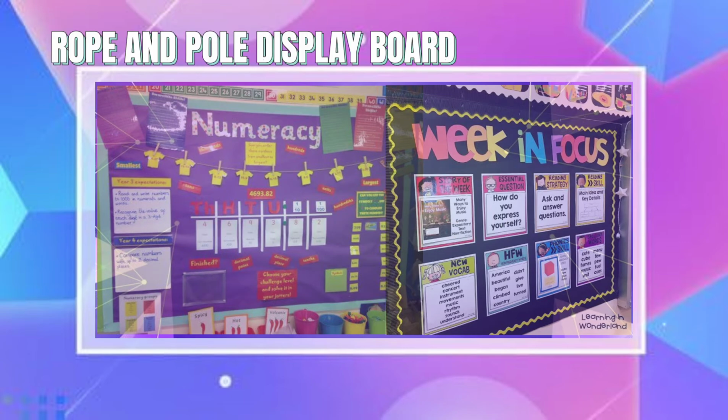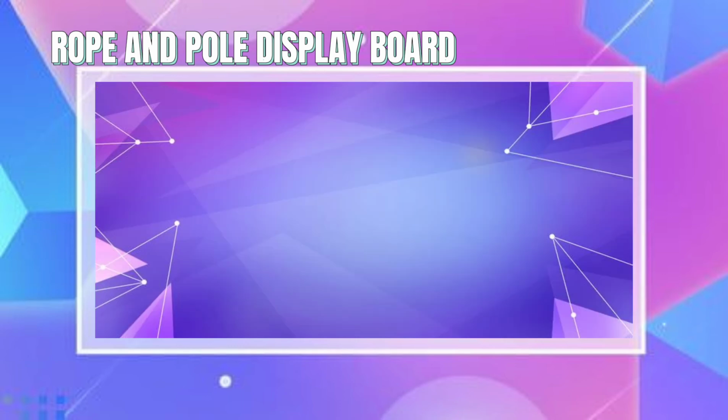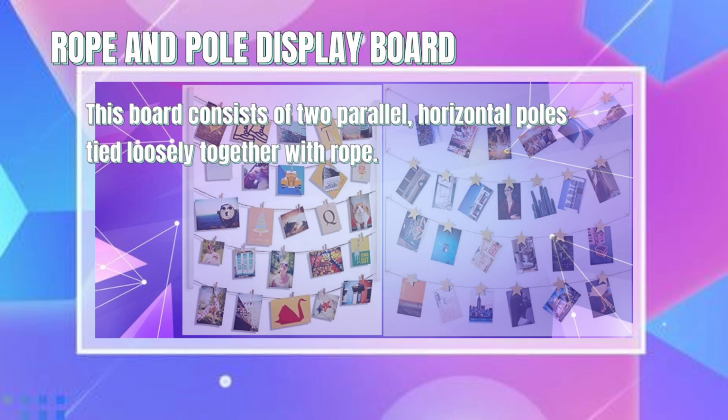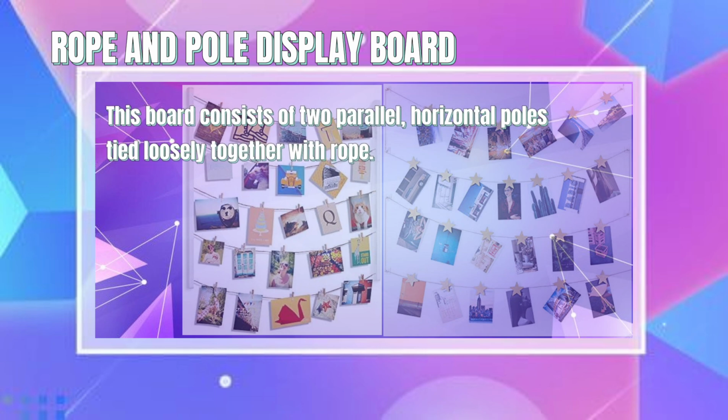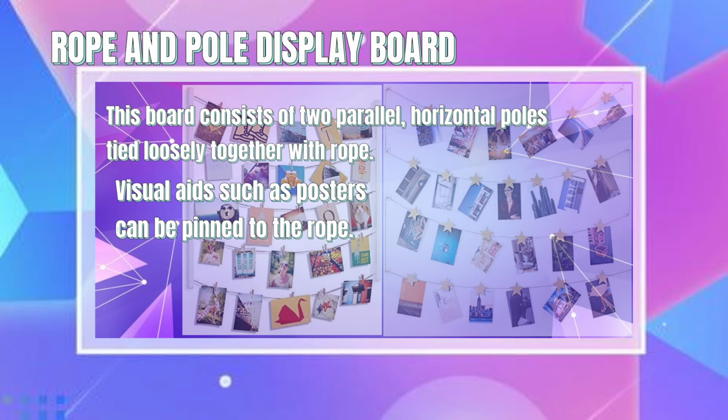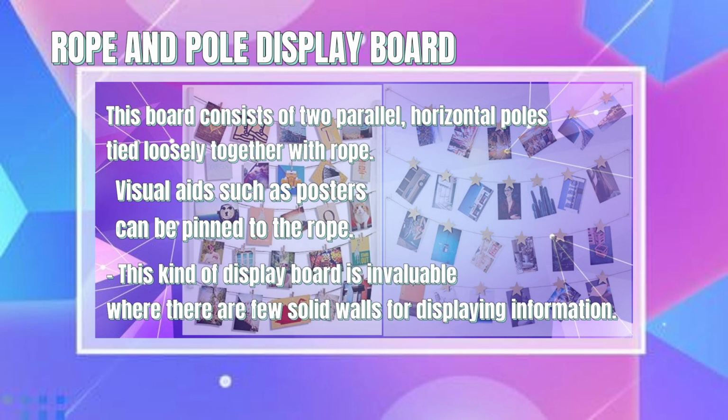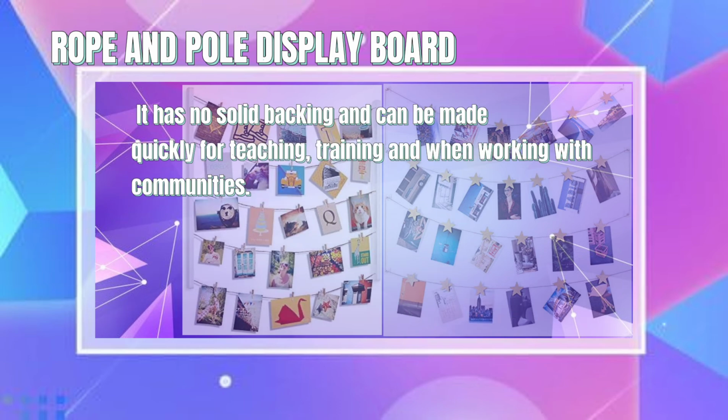And lastly is number 7, the rope and pole display board. This board consists of 2 parallel horizontal poles tied loosely together with rope. Visual aids such as posters can be pinned to the rope. This kind of display board is invaluable where there are few solid walls for displaying information. It has no solid backing and can be made quickly for teaching, training, and when working with communities.